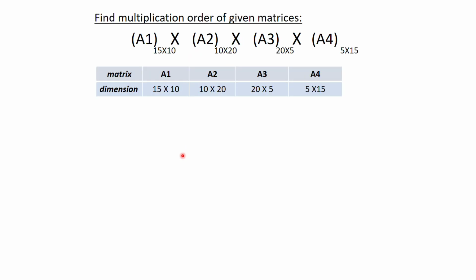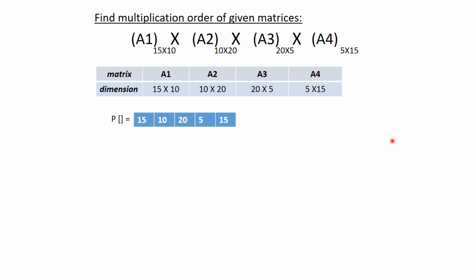Now let me introduce you to the dimension array P, which represents the sizes of matrices. With an example, suppose it is said to perform multiplication among A1, A2, A3 and A4. The P array will look like this. Now let's break the chain into smaller subproblems, solve them and store the results.